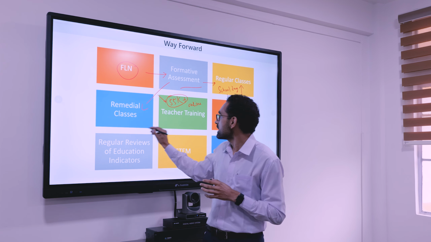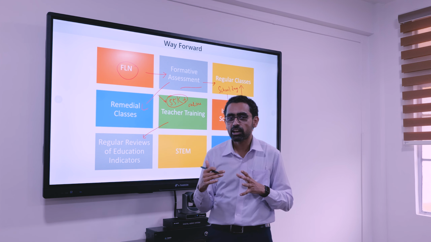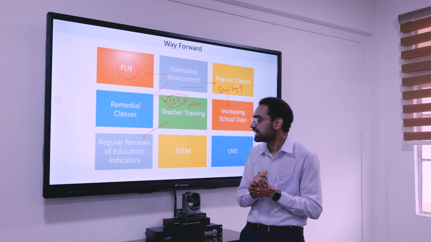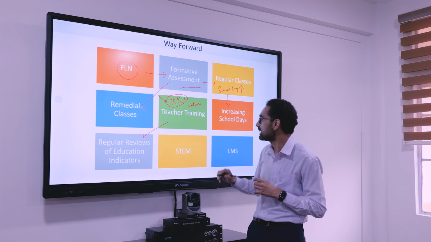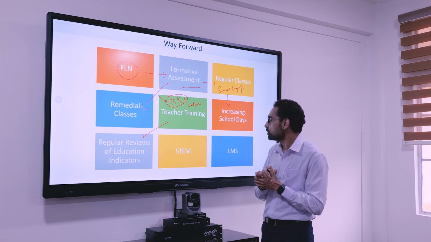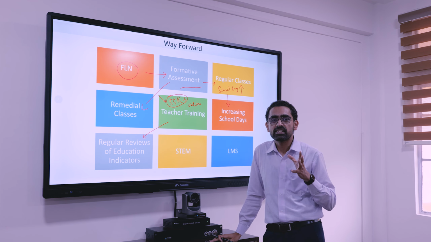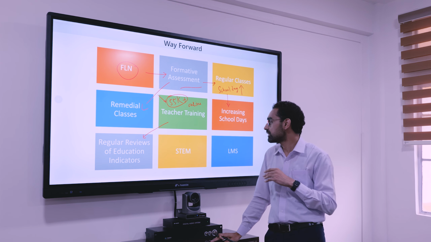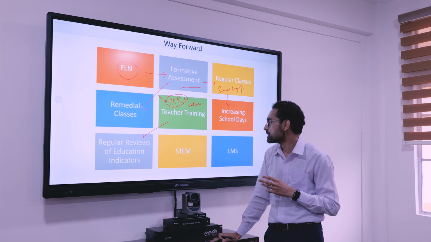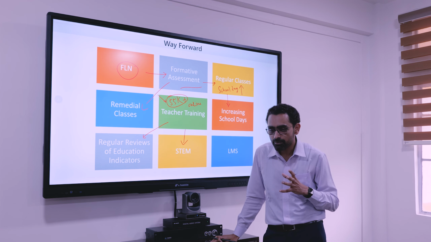So these regular reviews would mean that all the factors are being taken care of, and we start taking those steps towards improving education in Meghalaya. Now, two more factors I want to talk about. We have seen that our performance in maths and science is very low, and that is bringing down the performance of the overall state in terms of pass percentage. So as I talked about, we need to improve the STEM capabilities.